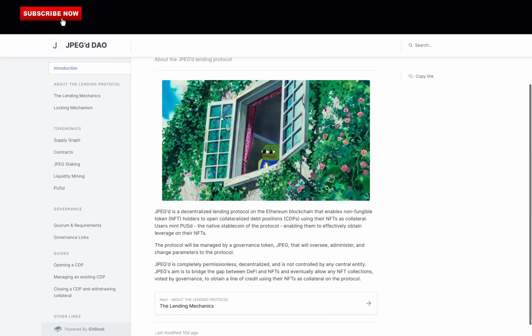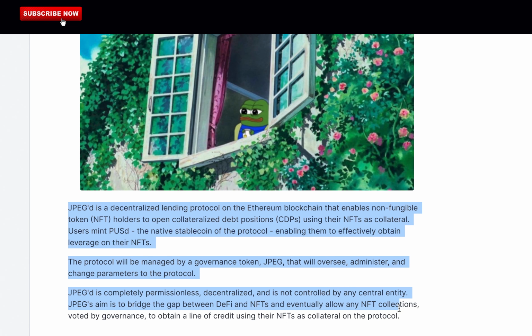What is JPEG'd? The introduction. JPEG'd is a decentralized lending protocol on the Ethereum blockchain that enables non-fungible token holders to open collateralized debt positions using their NFT as collateral. Users mint PUSd, the native stablecoin of the protocol, enabling them to effectively obtain leverage on their NFT. The protocol will be managed by a governance token, JPEG, that will oversee, administer, and change parameters of the protocol. JPEG'd is completely permissionless, decentralized, and is not controlled by any central entity.